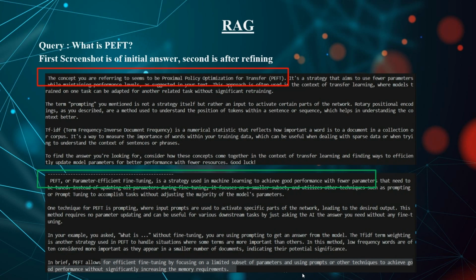Here is an example of how our RAG system was performing for a particular query where we asked what is PEF. The first screenshot is of the initial answer and the second screenshot is after refining. In the first screenshot, the full form of PEF is incorrectly mentioned, while in the second one, we see it is accurately getting what PEF is and it also generated a much better answer.